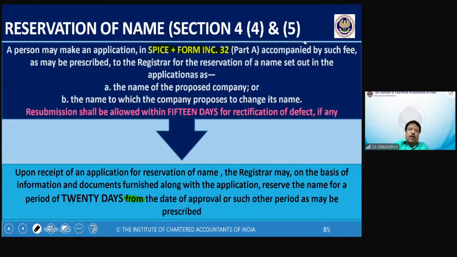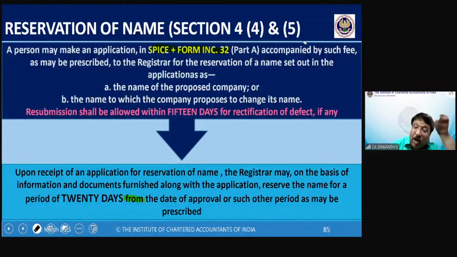And in case they are not giving that name, within 15 days, if you can rectify it or give another choice, they'll consider it. Finally, upon receipt of an application for reservation of name, the registrar may, on the basis of information and documents, for example, if you say you are the owner of a registered mark and give the proof of registration, they will give it to you.